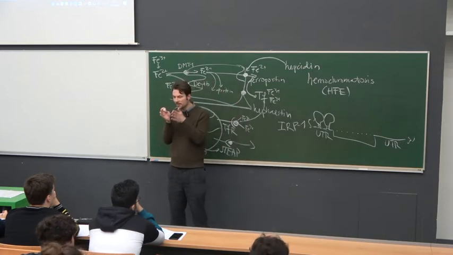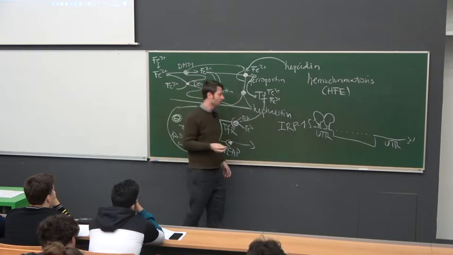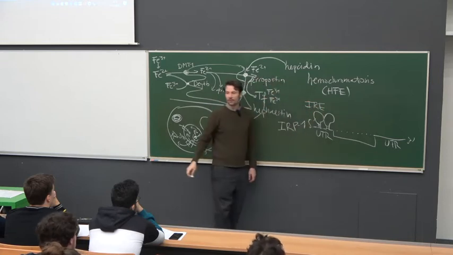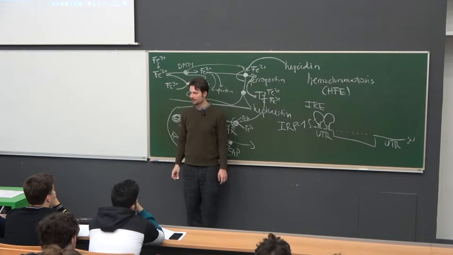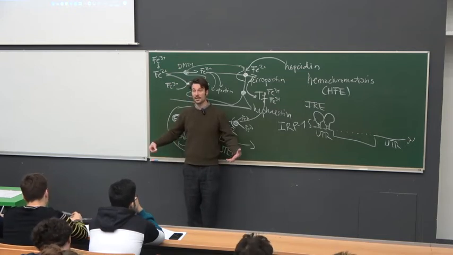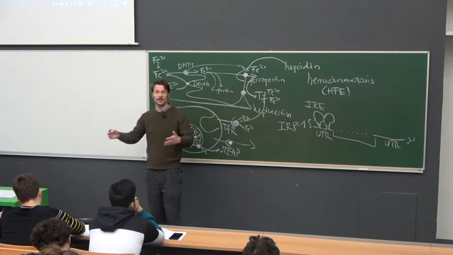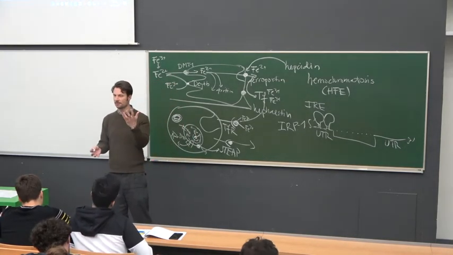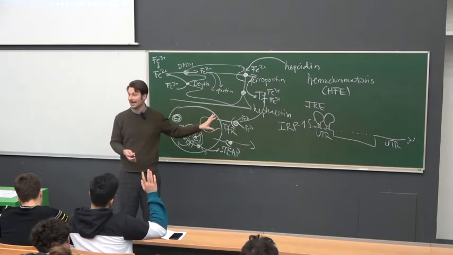Okay, and these special regulatory sequences are called IREs, or iron response elements. An iron response element just means a sequence of mRNA or a gene which allows it to respond to iron levels. And many different genes have these sequences.